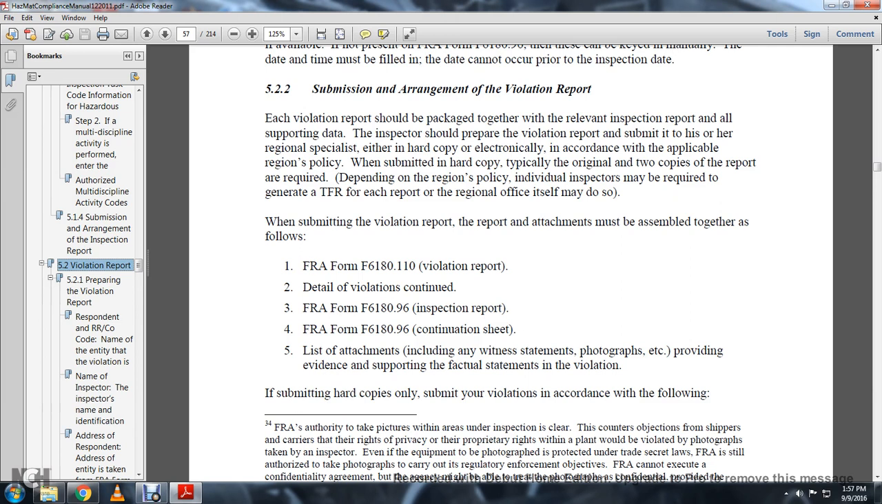When submitting the violation report, the attachments must be assembled together as follows. The FRA Form 6180-109 violation report detailing the violations. The Form 96 inspection report, and a continuation sheet of the Form 96. The list of attachments, including witness statements, photographs, etc., providing the evidence supporting the factual statement of the violation.